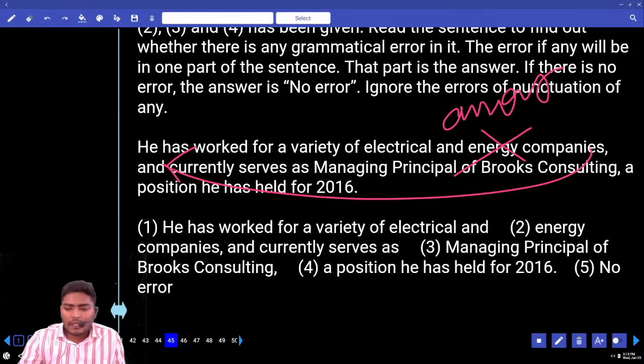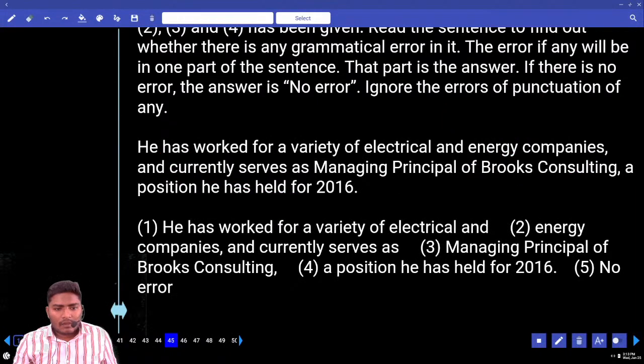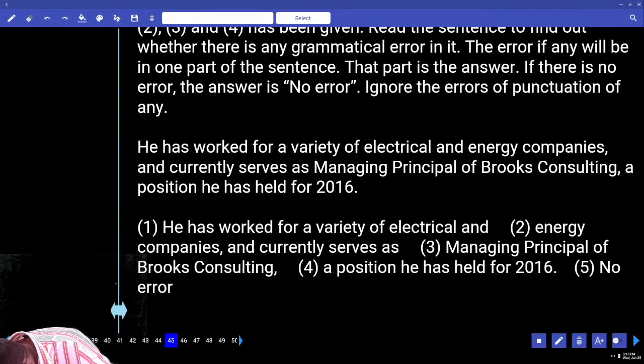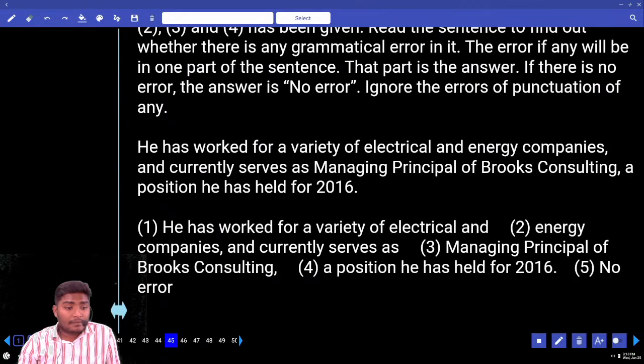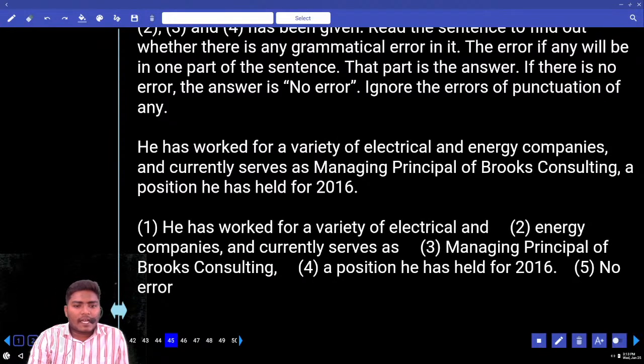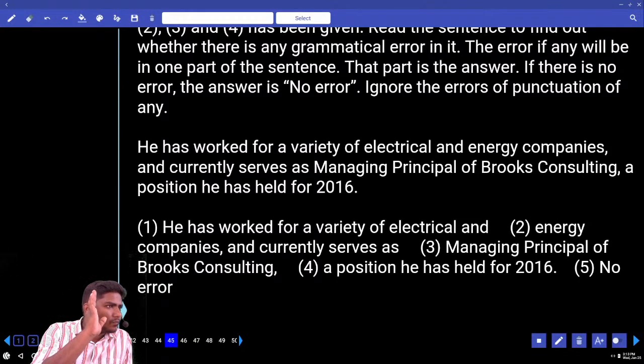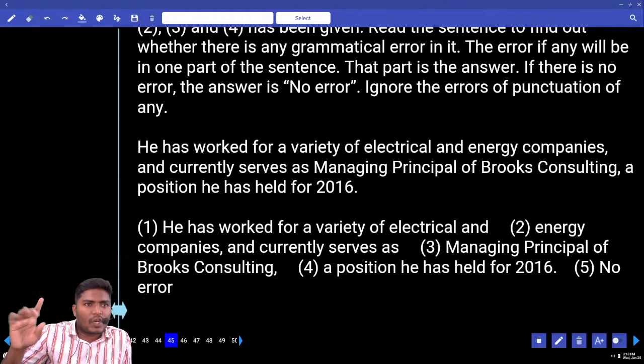Next one, 45. He has worked for a variety of electrical and energy companies and currently serves as a managing principal of Brooks Consulting, a position he has held for 2016. Tell me one error that you know. Very simple error. What is that error?